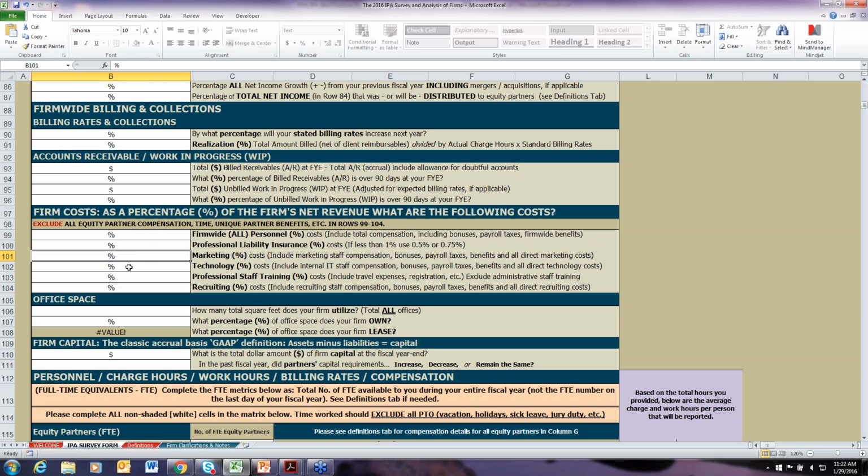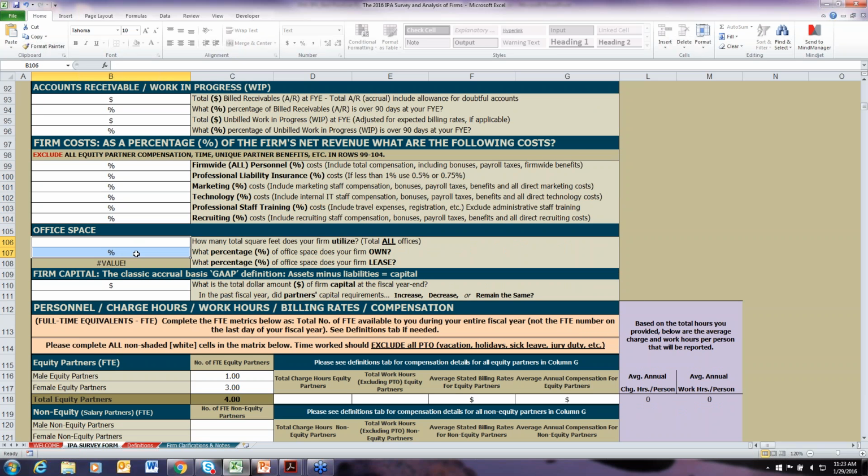The same will apply to technology costs for the technology director, to include both in row 99 as well as in row 102. In any of these items in this firm cost section, be sure not to include any equity partner costs, any equity partner time, compensation, or unique benefits in any of the areas in firm costs. In all cases, please report as a percentage of the firm's total net revenues as identified in row 47. For complete definitions of what goes into each bucket, be sure to take a look at the Survey Definitions tab.